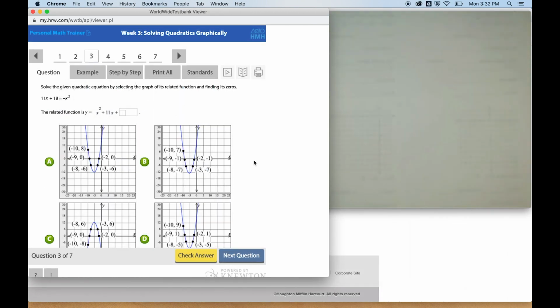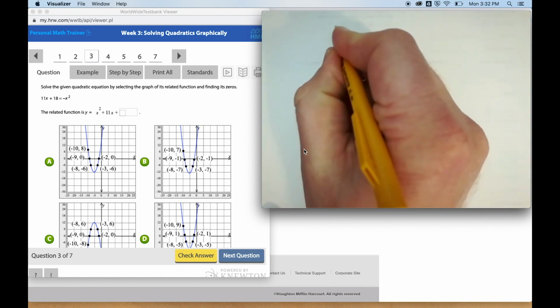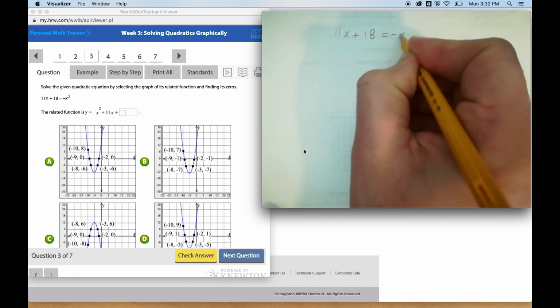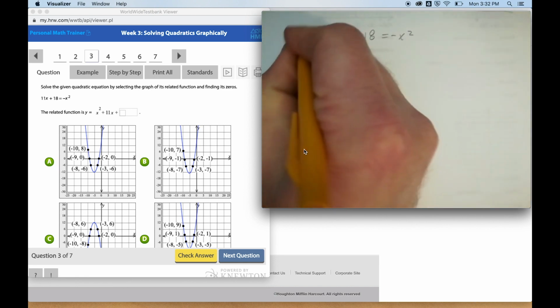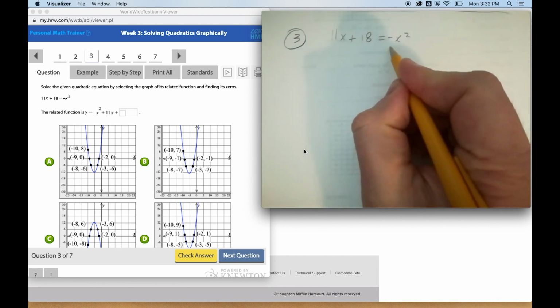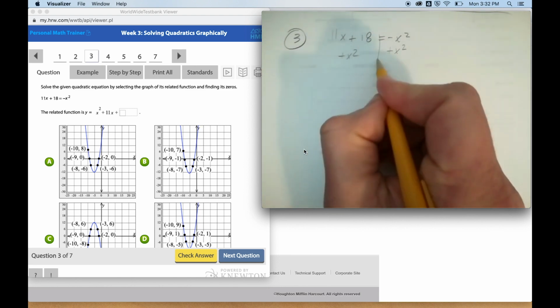Let's take a quick look at a problem like number 3. So here we have 11x plus 18 equals negative x squared. So this looks a little different than what we saw in number 1 here. So let's write that down, and we're going to approach it in a very similar way. So we want to get everything to one side. So I'm going to actually add x squared to both sides.